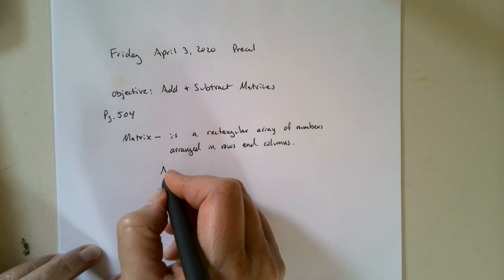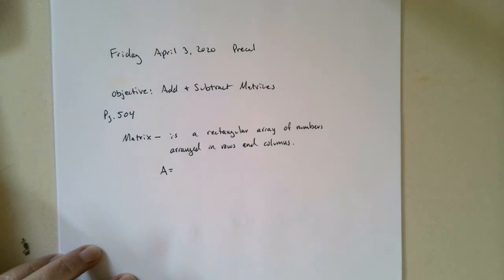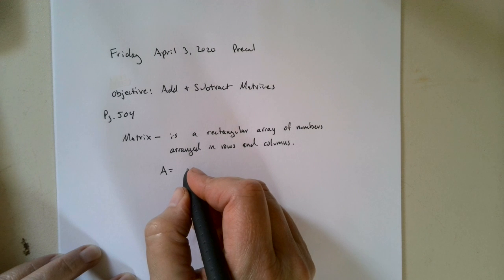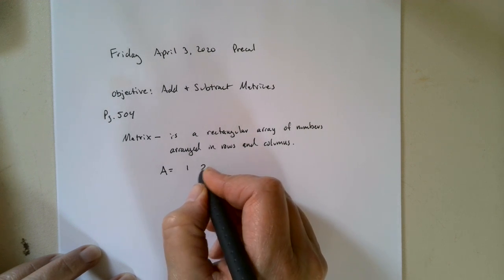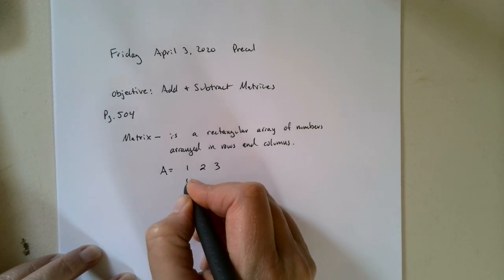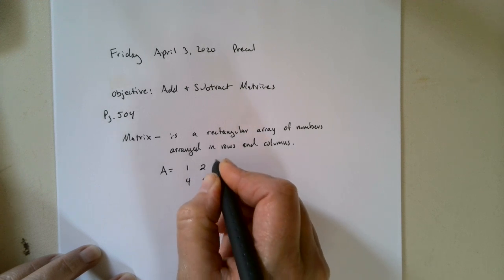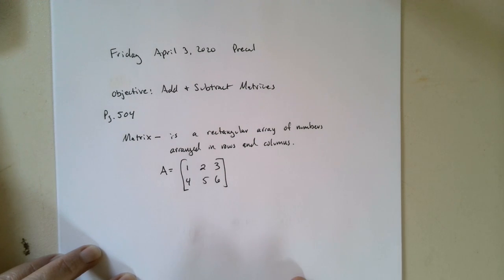These matrices are named with capital letters. So if I have matrix A, and it's made up of the numbers 1, 2, 3, 4, 5, 6, and we put big brackets around it.